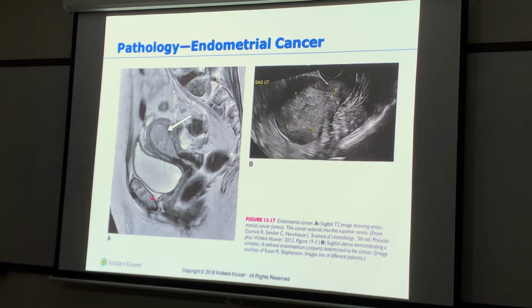Space of Retzius. Yes. Retropubic. Yes. Anterior cul-de-sac. Yes. Vesicouterine space. Yes. Pouch of Douglas. Rectouterine space, or posterior cul-de-sac.